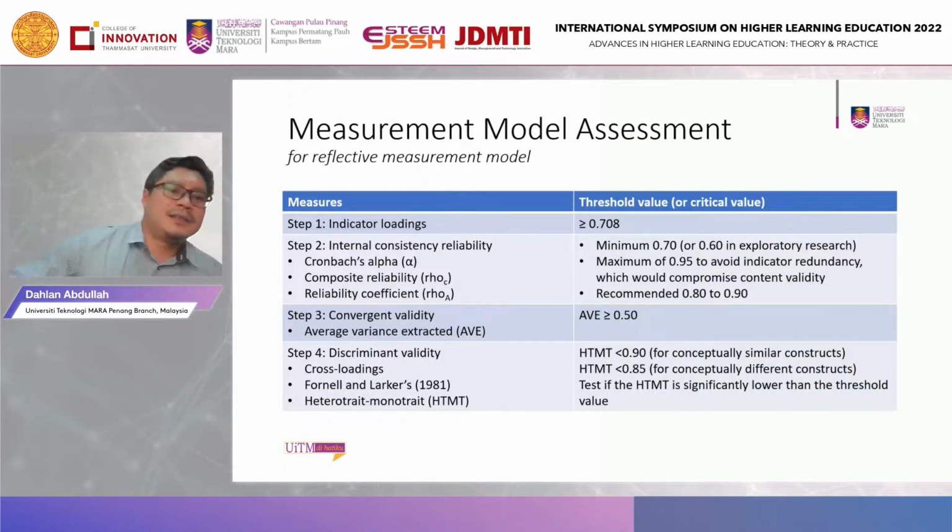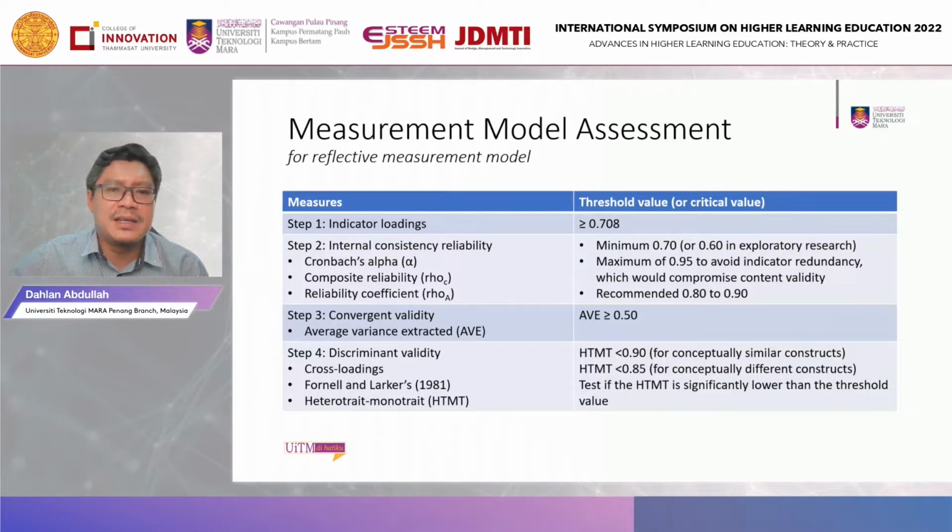In this slide, you can see the example of measures that we can use to determine the reliability and validity of the instrument that we use in our survey, for example. First, we look at the indicator loading. Indicator loading must be more than 0.708. Indicator loading is to look at the consistency of the indicators in representing the construct that we are going to measure. To know whether the indicator is a valid indicator or not, the loading must be 0.708, because if we square 0.708, we get at least 0.5, meaning more than 50% of these indicators represent the construct that we are going to measure.